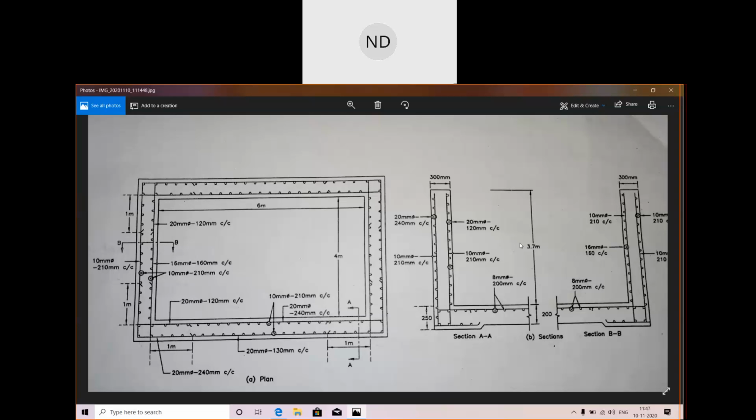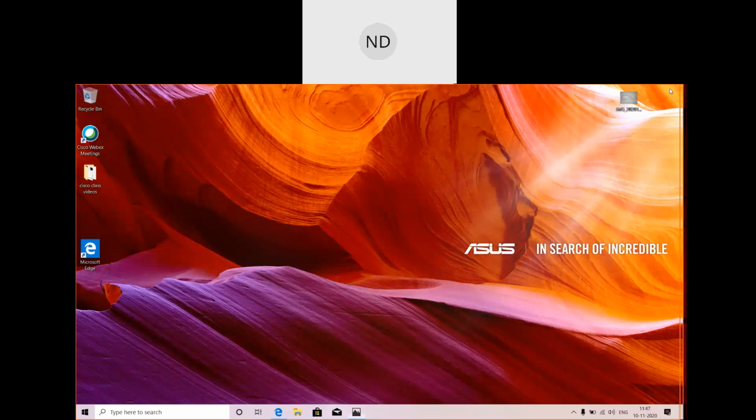I hope you understood this now. So this was your plan for whatever you have designed till now. The rectangular tank, at the supports, at the center, at the base.